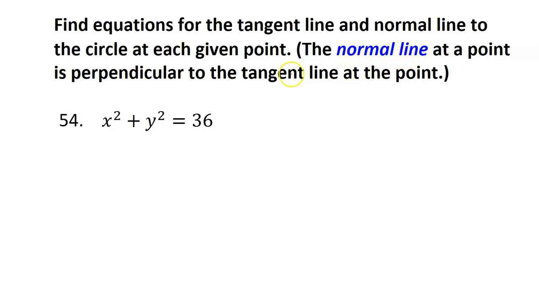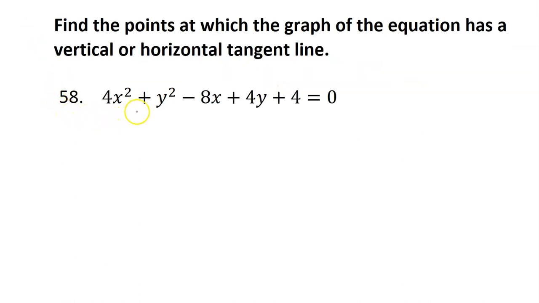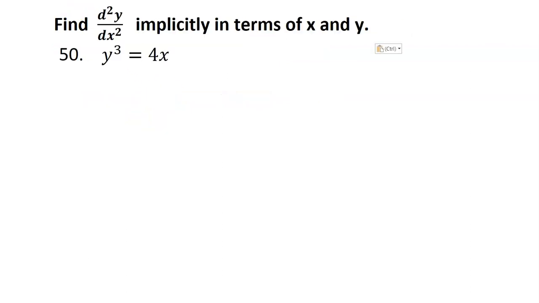The normal line is perpendicular to the tangent line. And finally, I will show you how to find the points at which the graph has a vertical or horizontal tangent line. Find the second derivative implicitly in terms of x and y.